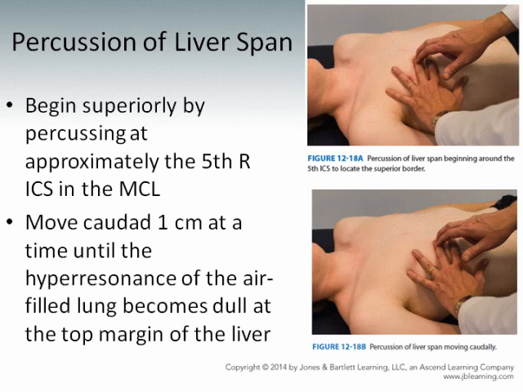Percussion of the liver: you want to begin superiorly by percussing at approximately the fifth right intercostal space in the midclavicular line. And you want to move caudally, towards the feet, 1 centimeter at a time, until the hyperresonance of the air-filled lung becomes dull at the top margin of the liver.